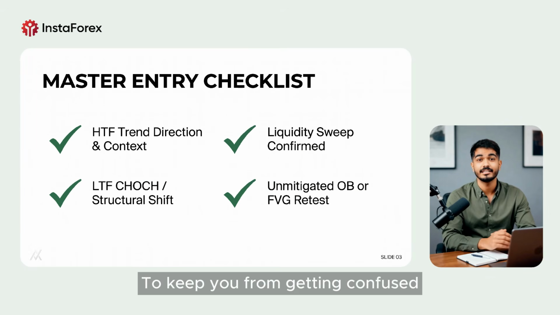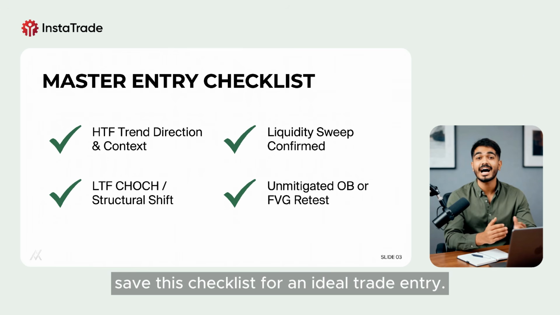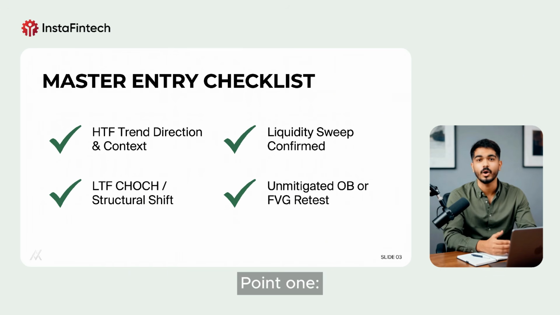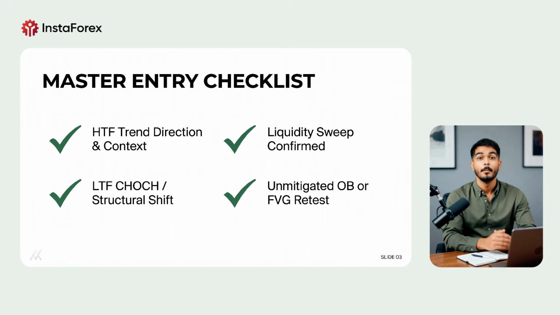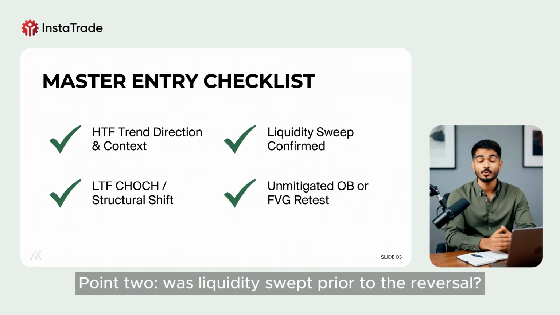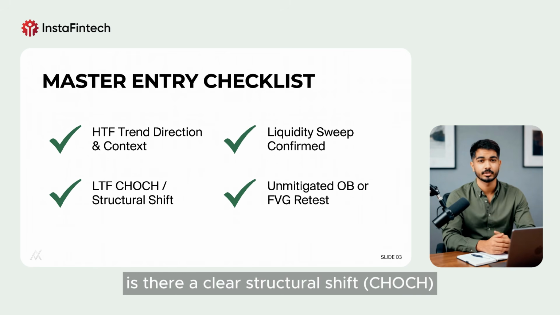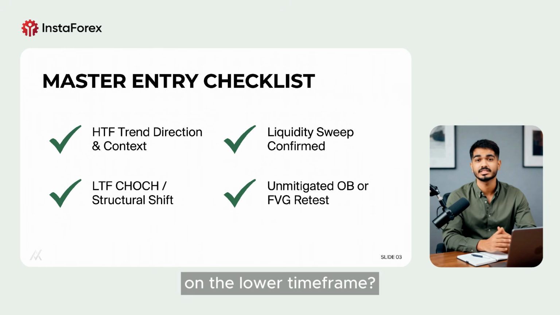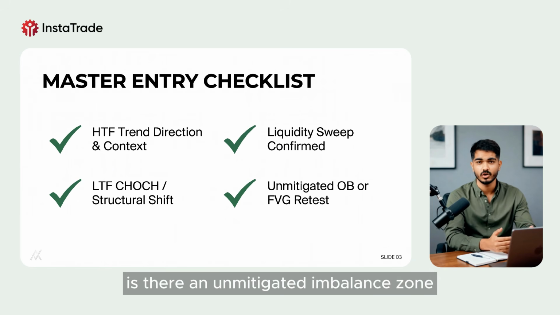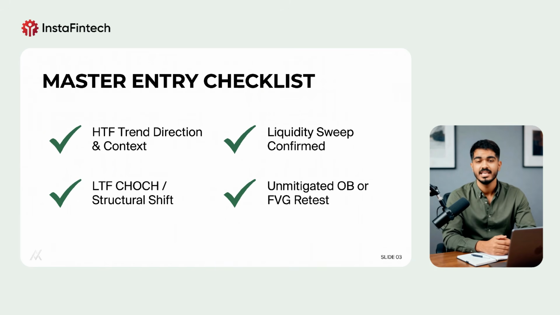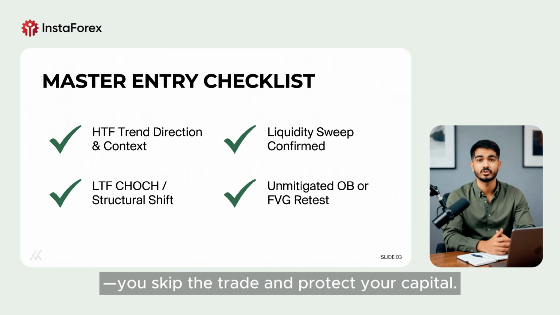To keep you from getting confused during live trading, save this checklist for an ideal trade entry. Point 1. Do you have a clear understanding of the higher time frame trend? Point 2. Was liquidity swept prior to the reversal? Point 3. Is there a clear structural shift, a CHoCH, on the lower time frame? Point 4. Is there an unmitigated imbalance zone or order block available for entry? If your answer to even one point is no, you skip the trade and protect your capital.